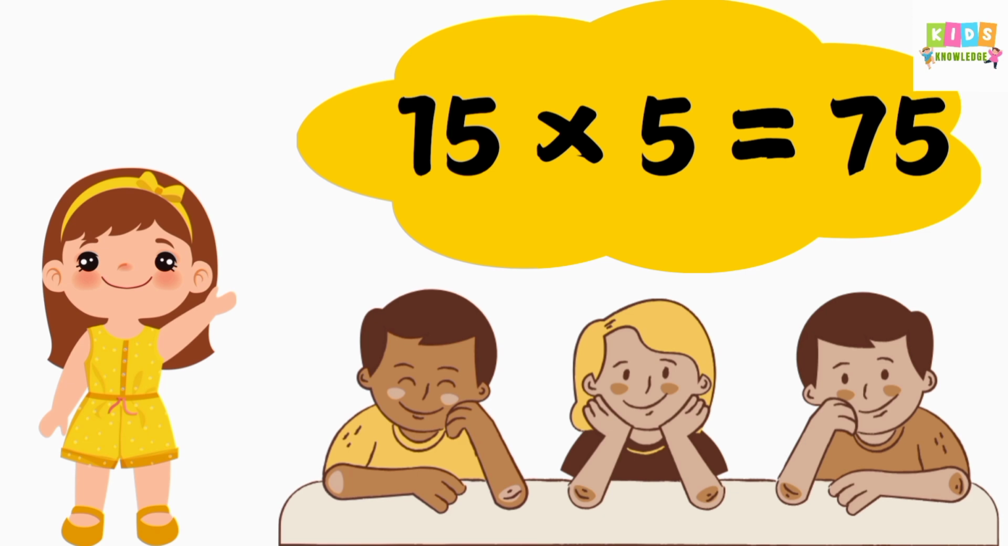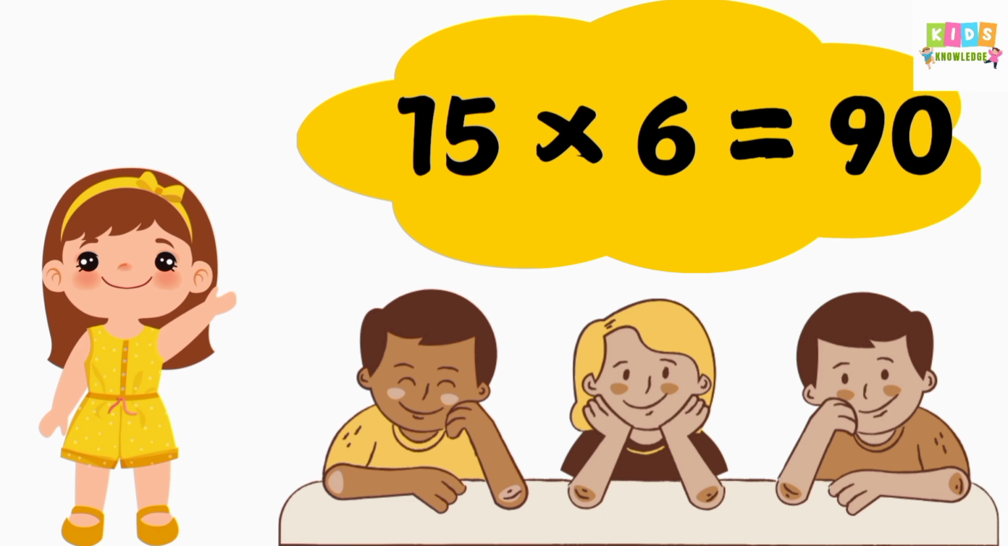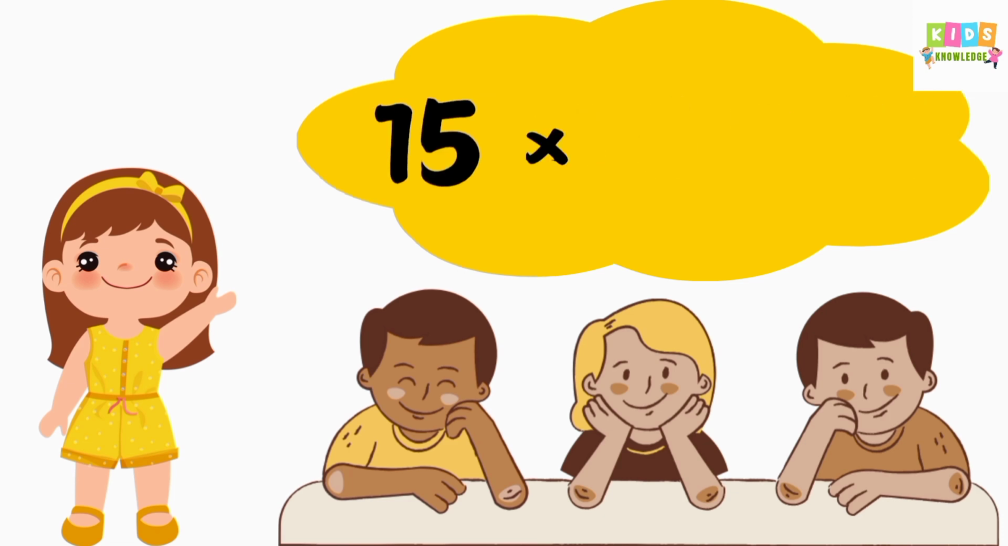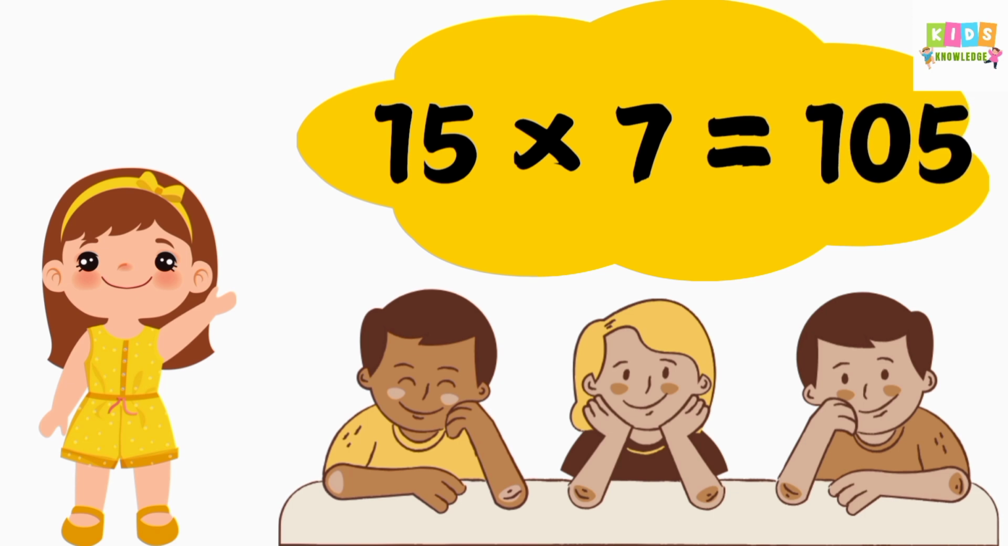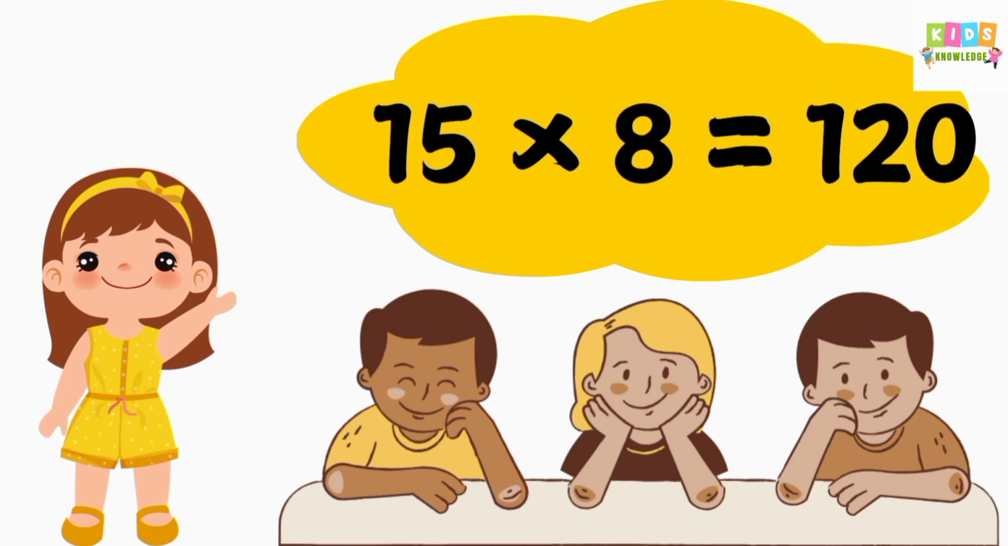15 fives are 75. 15 sixes are 90. 15 sevens are 105. 15 eights are 120.